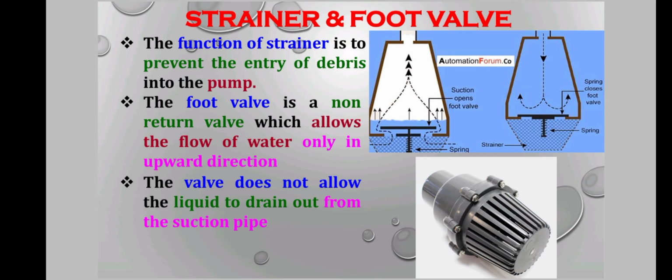Strainer and foot valve. The function of the strainer is to prevent the entry of debris into the pump. The foot valve is a non-return valve which allows the flow of water only in the upward direction. The valve does not allow the liquid to drain out from the suction pipe. The main function of the strainer and foot valve is to help the water move in the upward direction and prevent it from flowing in reverse, from upward to downward.